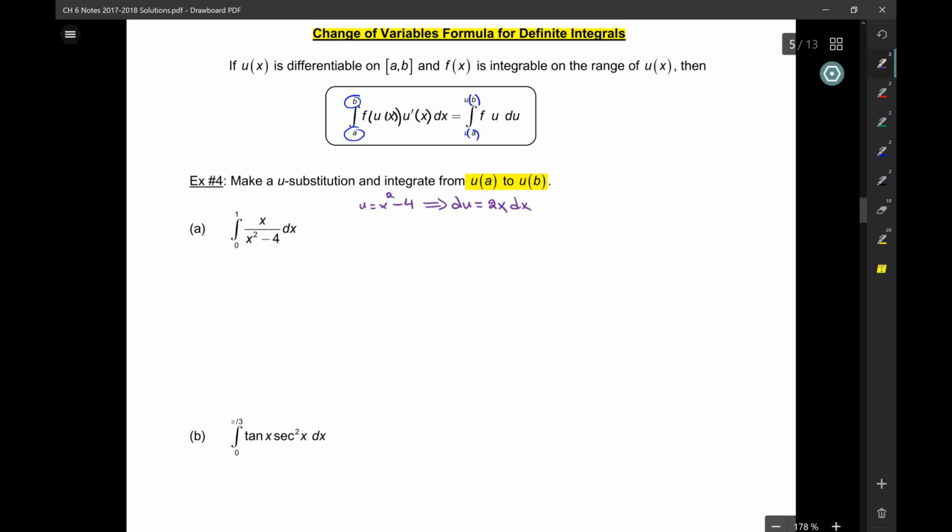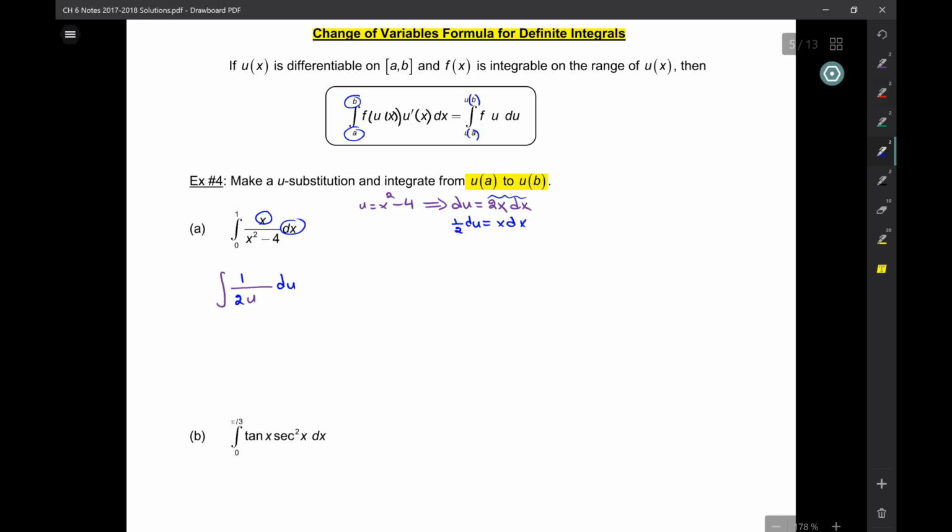Okay, so now take a look at what we have here. Underneath I have a u, right? But look at what the leftovers are. I have an x dx, right? So how can I change this to an x dx? Divide by 2. So half du is equal to x dx. So here I'm going to put half du. Okay?